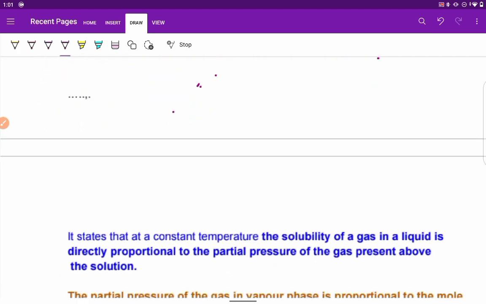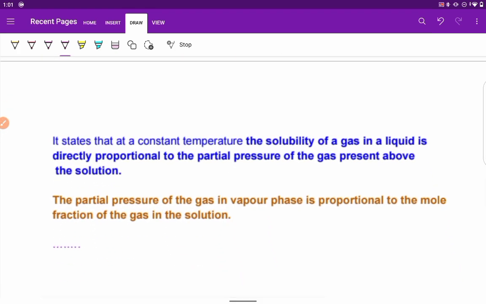Next we have to see what we term as Henry's law. This law states that at a constant temperature, the solubility of a gas in a liquid is directly proportional to the partial pressure of the gas present above the surface of the liquid or solution. So he concluded that the solubility of a gas in a liquid is a function of the partial pressure of the gas.